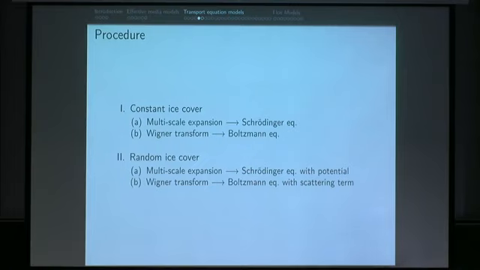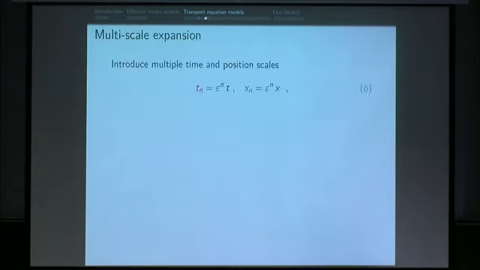I use a multiscale expansion to get to a Schrödinger equation for an amplitude envelope. And then I use a Wigner transform to get a Boltzmann equation for that. And the Boltzmann equation is this thing which looks like what we use in the WaveWatch model. But this Boltzmann equation doesn't have a scattering term in it. That comes from a random ice cover where I can go through the same procedure and recover the scattering term in the end. So let's start here with a multiscale expansion.